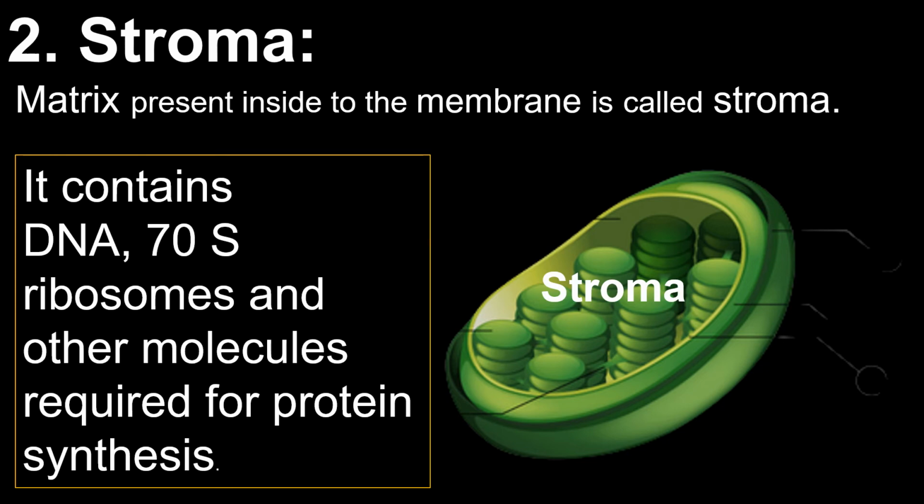Chloroplast also has other molecules needed for protein synthesis. The other molecules are enzymes, which are necessary for protein synthesis. The stroma is the matrix inside the membrane. It contains DNA, ribosomes, and other molecules required for protein synthesis.